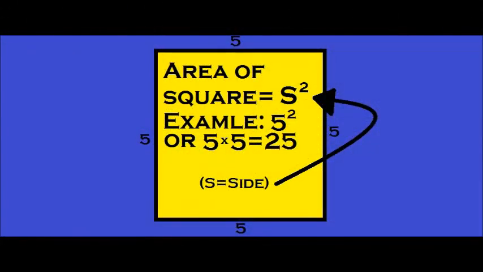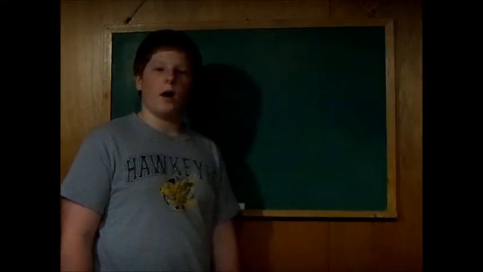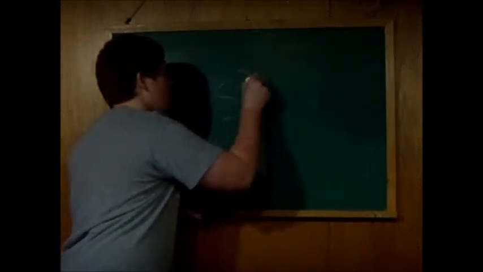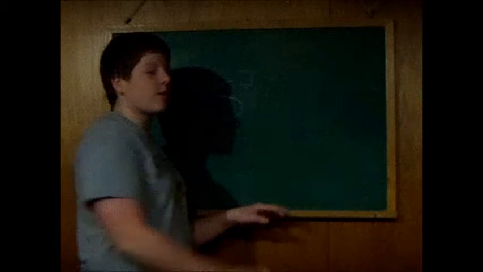First off, let's take a look at the formula. As you saw, a square's formula is s squared. What that means is on a square, you have four sides. Now say the length of one side is 5 centimeters.